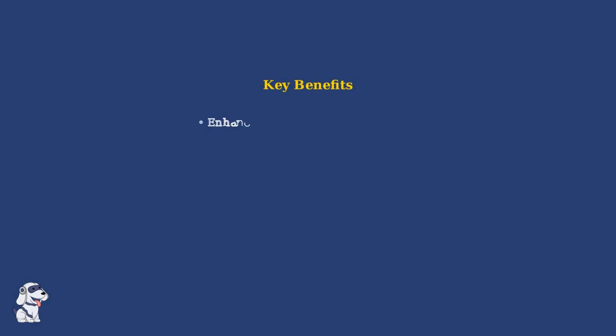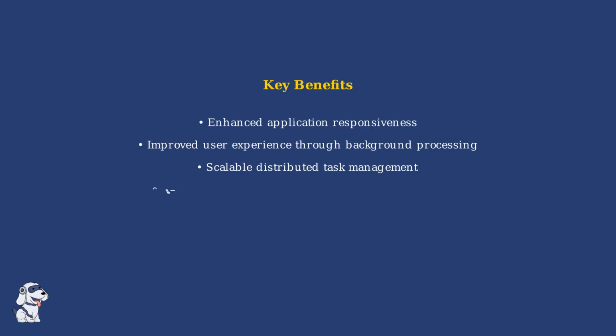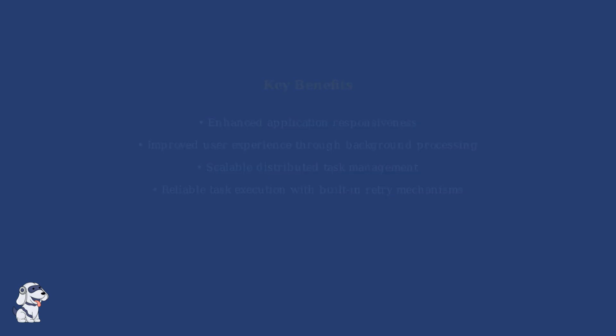The implementation of Cloud Tasks provides several critical benefits for modern applications. It enhances application responsiveness by offloading heavy operations, improves user experience through seamless background processing, enables scalable distributed task management, and ensures reliable task execution with built-in retry mechanisms. In the following sections, we will explore the detailed mechanics of Cloud Tasks, including queue management, task execution workflows, retry strategies, and integration patterns with other Google Cloud services.